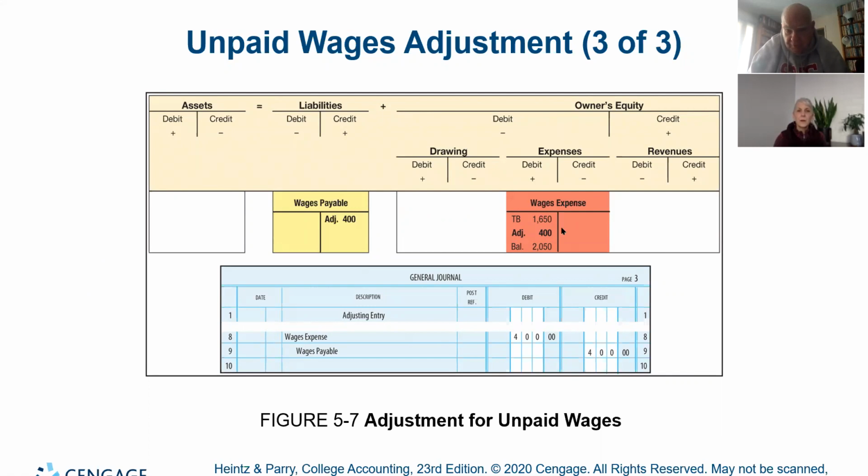So bring your attention to the wages expense. Remember, they already had the $16.50 going. Now they adjusted another 400. So at the end of the month, $2,050, and we owe $400 for you there. Okay.